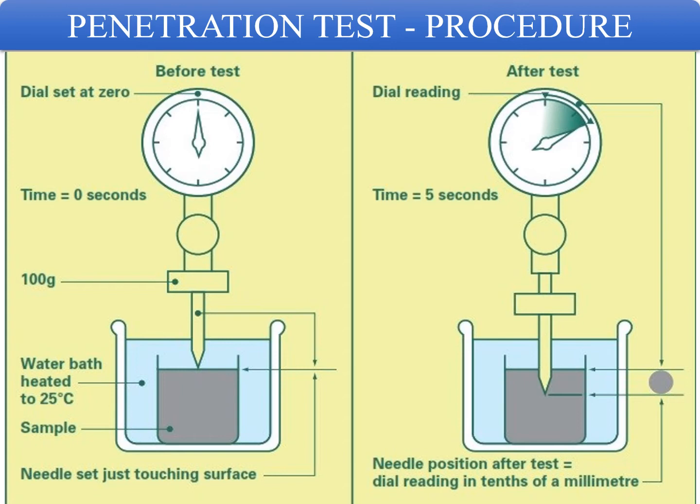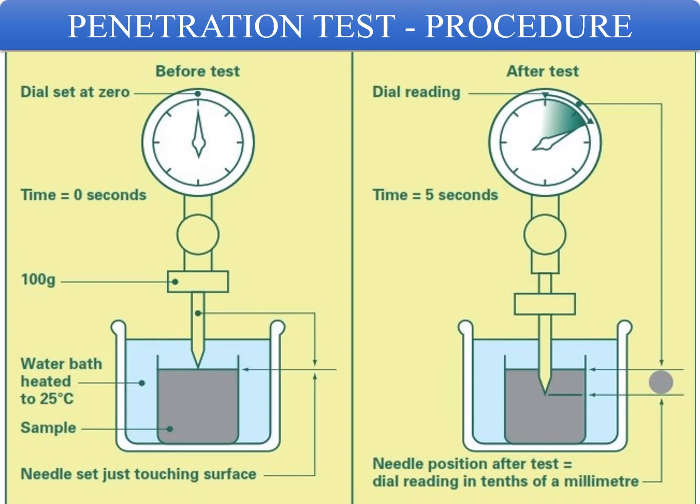So the figure on the right hand side slide will show you the penetration test after 5 seconds and the reading on the dial gauge. The initial reading minus the final reading will give you the penetration of the needle into the bitumen. Or when the initial reading is 0, the final reading itself will give you the depth of penetration of the needle. So the depth of penetration will indicate the value of penetration for that particular type of bitumen.